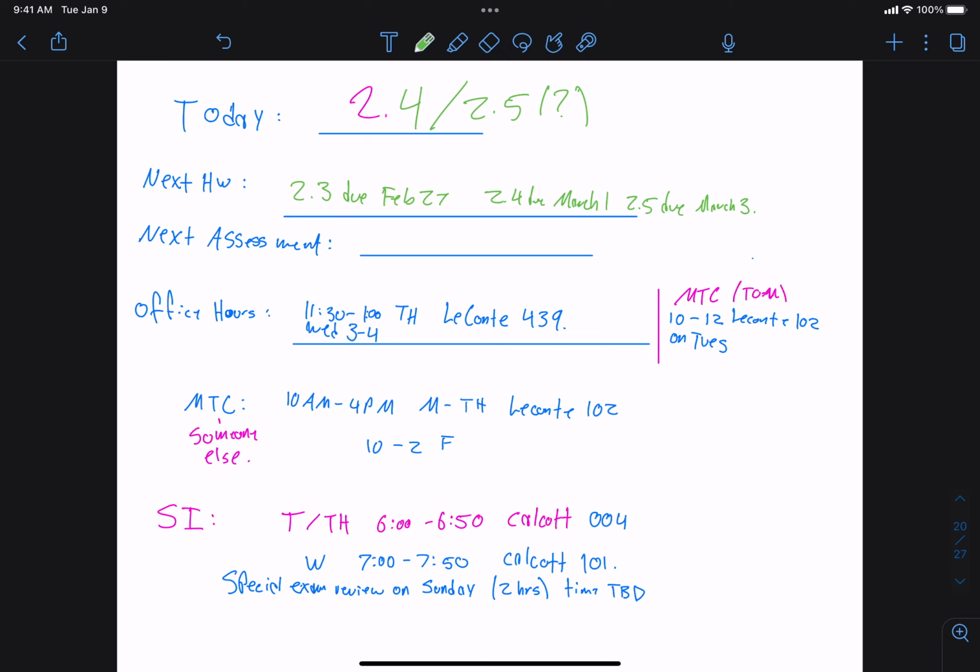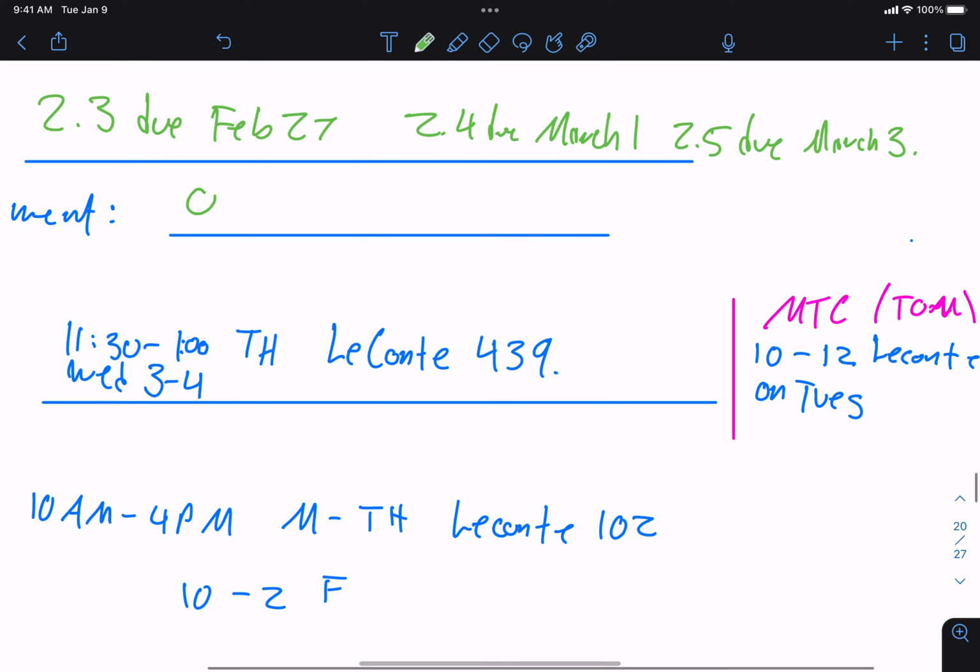Regarding your homework, you have homework assignments which are due on certain days, and they can be seen on the screen here. So 2.3 is due on February 27th. That's Monday, I think. And then 2.4 is due March 1, 2.5 due March 3. So I guess that's Monday, Wednesday, Friday of next week. That's the homework schedule.